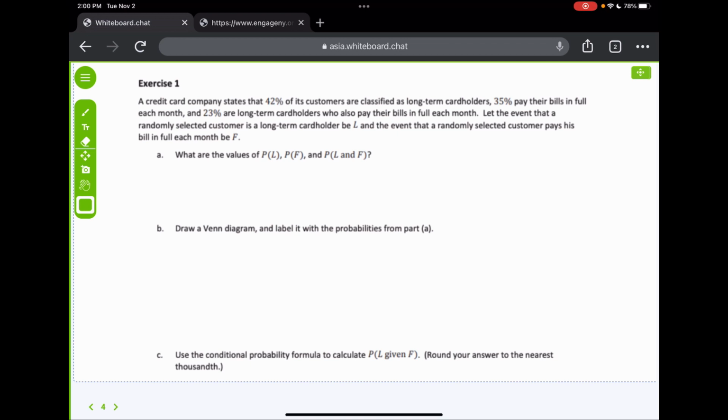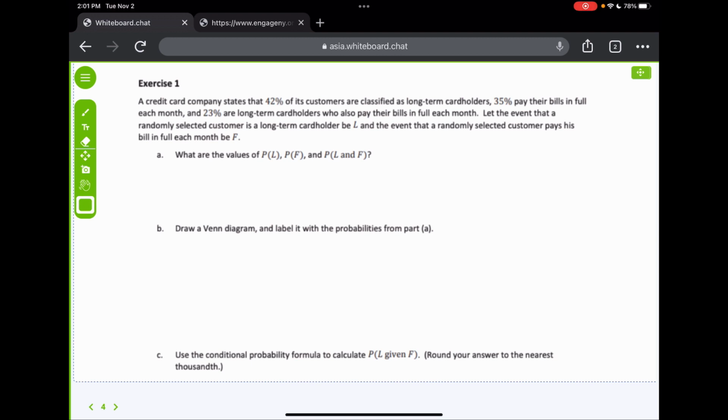It says a credit card company states that 42% of its customers are classified as long-term cardholders, 35% pay their bills in full each month, and 23% are long-term holders who pay their bills in full each month. Let the event that a randomly selected customer is a long-term cardholder be L, and the event that a randomly selected customer pays his bill in full each month be F. So right here, what I would do, I like Venn diagrams, and that's what we're going to do here.